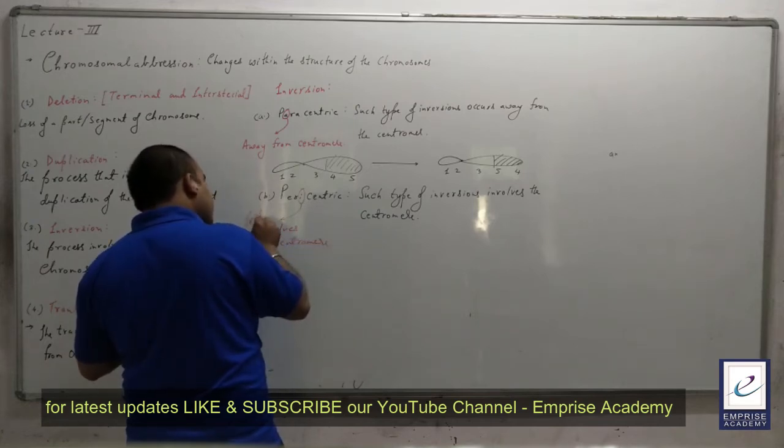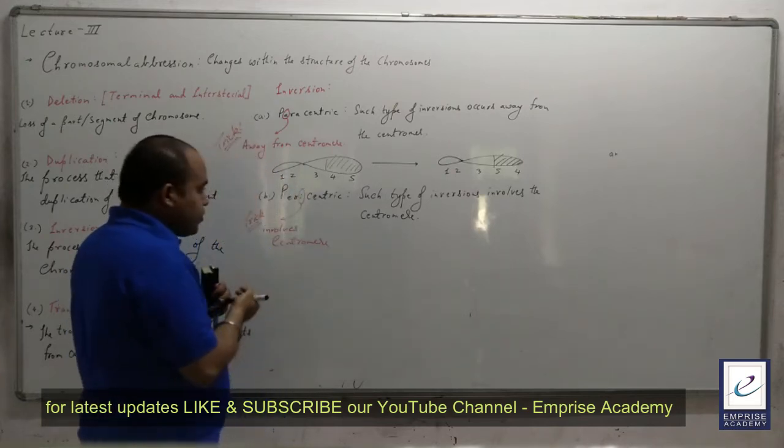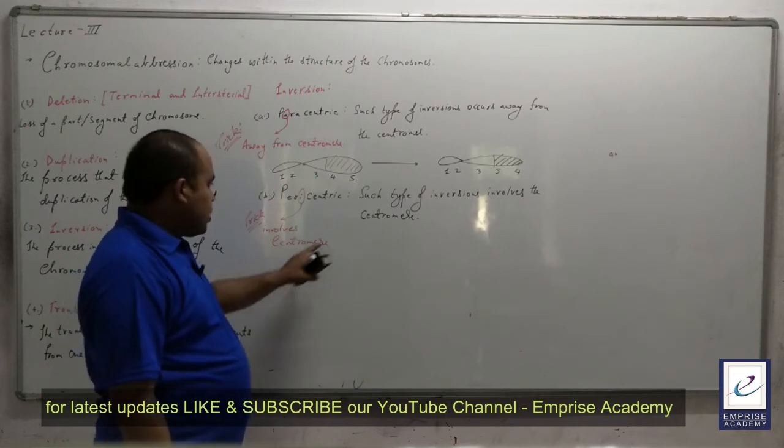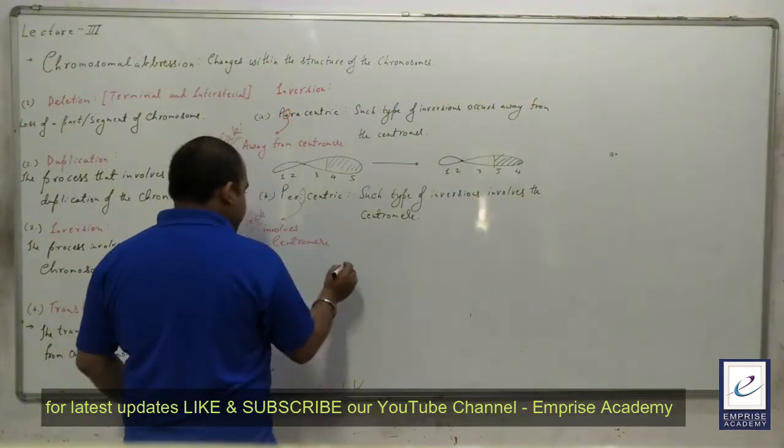This would be the trick. This one was the first trick. Now what you are going to find here is that this involves the centromere. So here the centromeric part will be inverted.